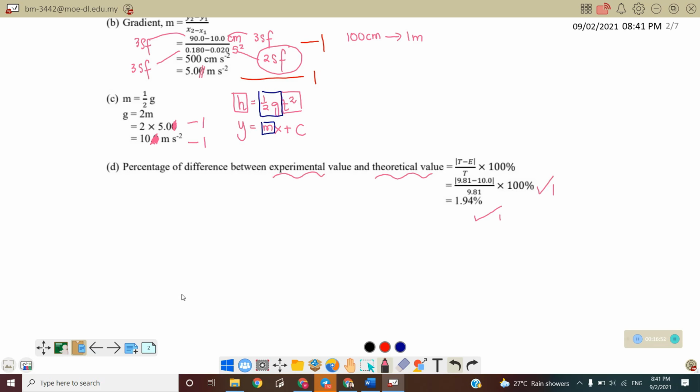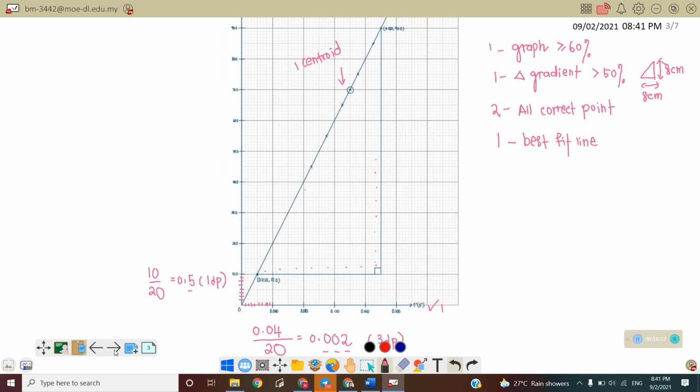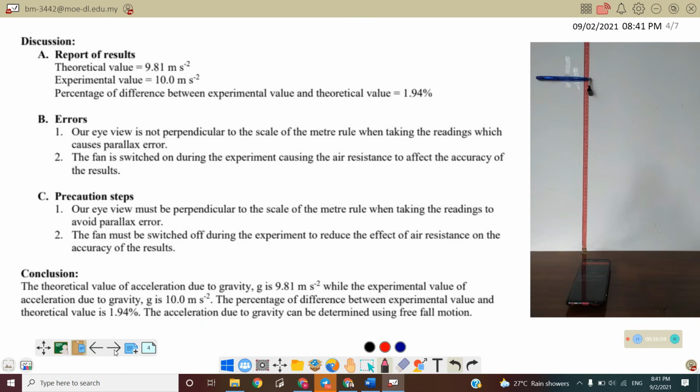Next, after finishing, we can go to the discussion part. For the discussion part, usually we divide it into 3 parts. A is report your result. B is the errors and mistakes. C is the precaution steps or ways to overcome. So the first one, theoretical value 9.81, experimental value you will get 10, and percentage of difference, just now we found 1.94%.